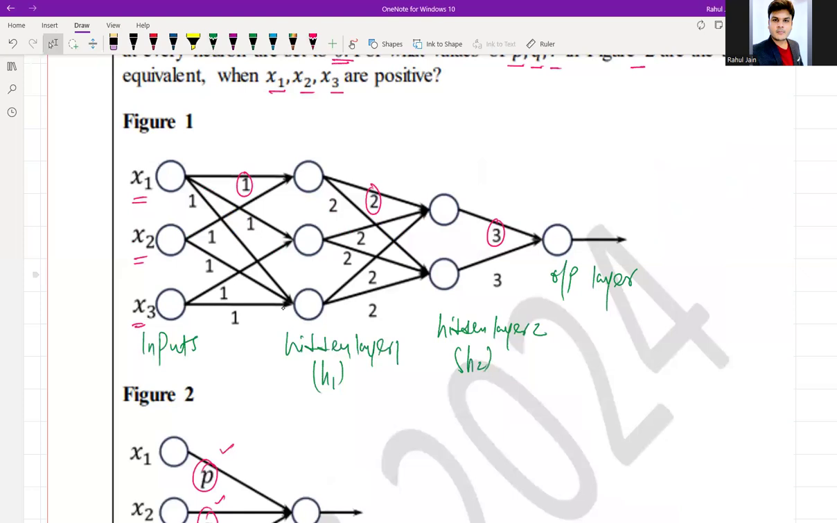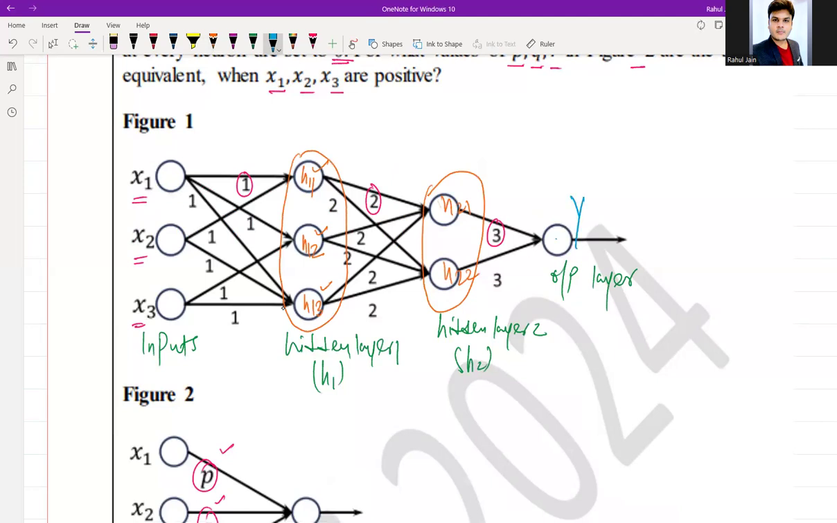In hidden layer 1, there are 3 neurons. So I can call them, let's say, H11, H12 and H13. That is neuron 11, neuron 12, neuron 13. And in hidden layer 2, I can call them H21 and H22. That is 2 neurons in hidden layer 2, and in hidden layer 1, 3 neurons are there, right? Now, going on, finally I am getting the output.